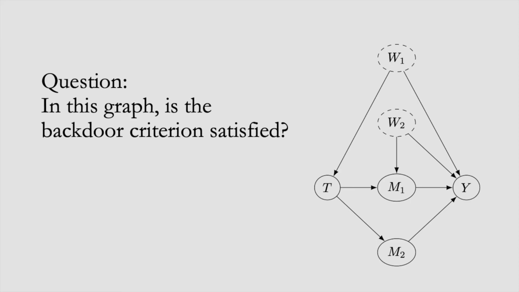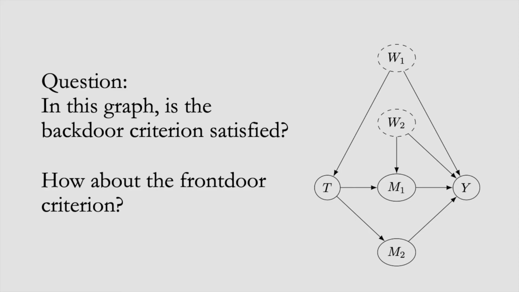So consider this graph here where W1 and W2 are unobserved. In this graph, is the backdoor criterion satisfied? How about the frontdoor criterion? Is the frontdoor criterion satisfied?